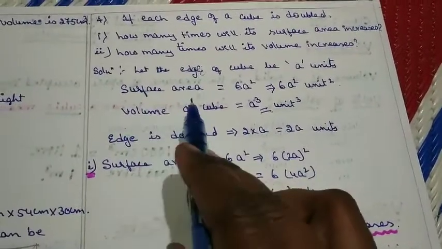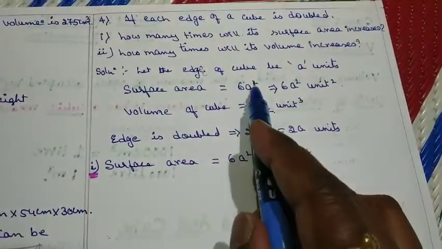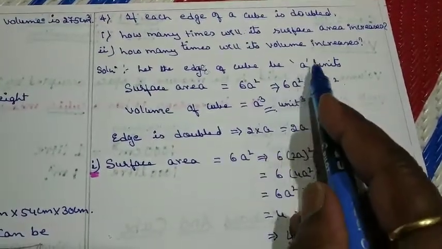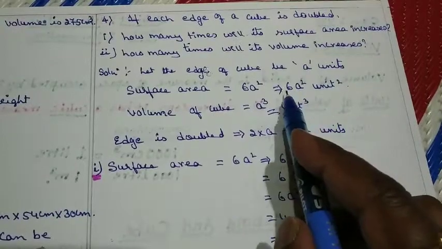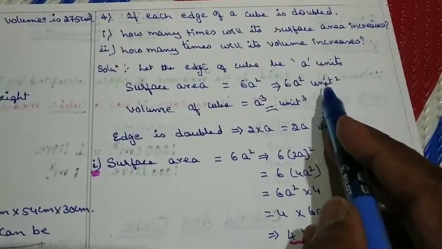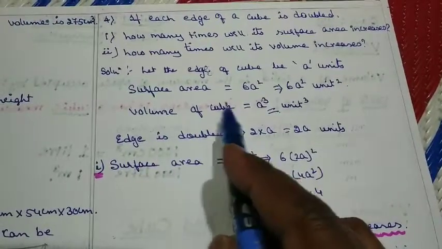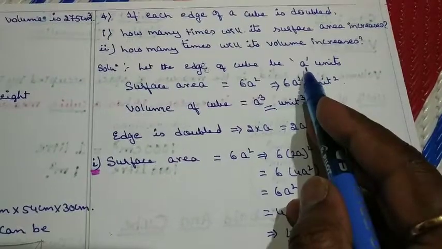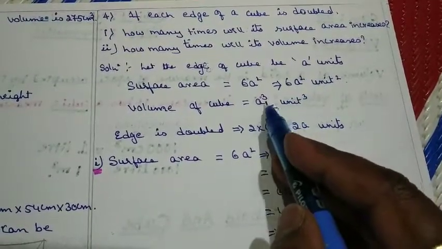Then surface area equal to 6a square, that is TSA of cube is 6a square, and here the edge is taken as a, therefore it remains as 6a square units, that is unit square. Then volume of cube becomes, we know that volume of a cube is a cube. Since the edge is also taken as a, therefore it remains as a cube only.